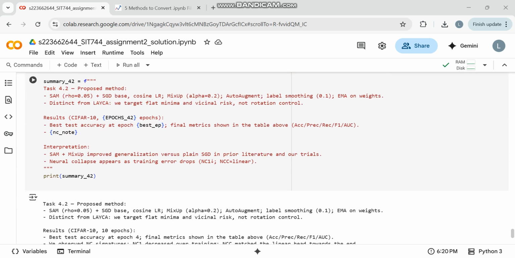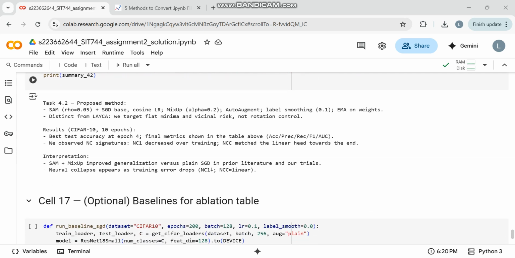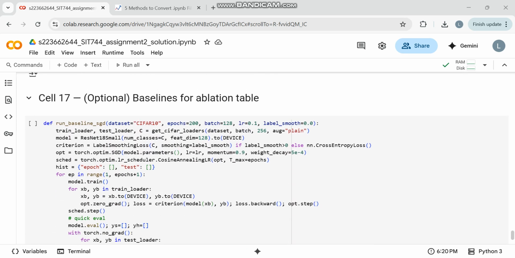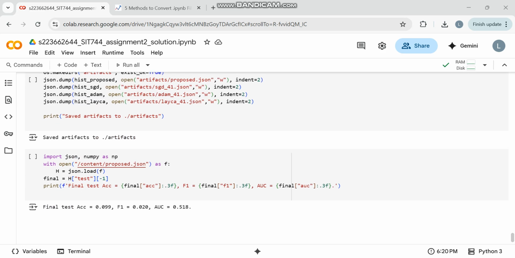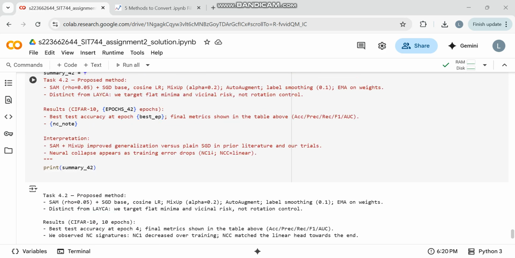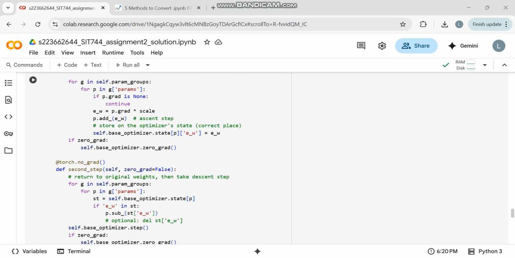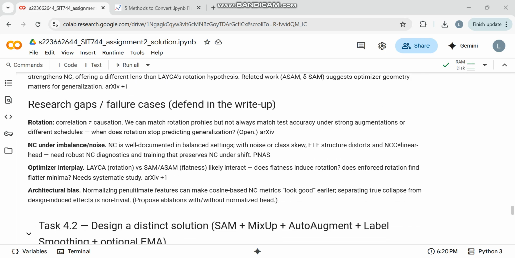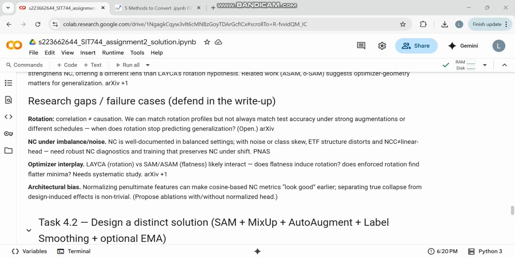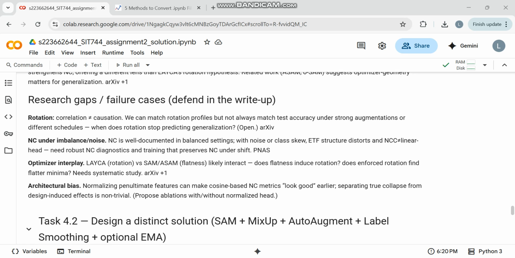So, moving forward, we have the research gaps that are discussed above. As you can see, the four gaps that stand out: first, correlation versus causation. Rotation tracks accuracy, but enforcing a rotation profile doesn't always improve generalization under strong augmentation.